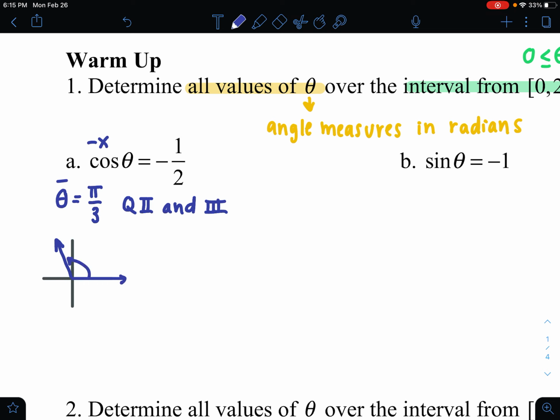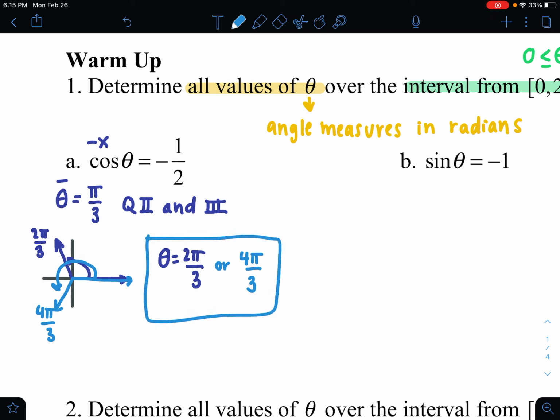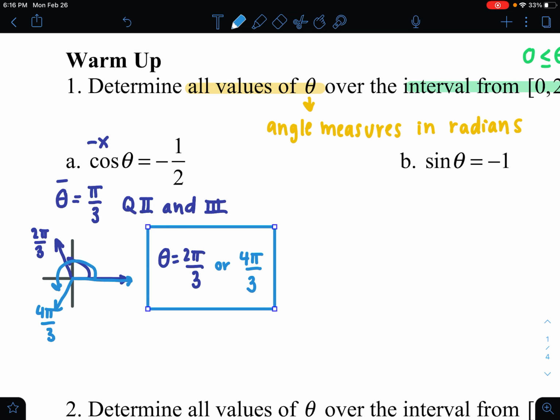So one of our angles will be at 2 pi over 3. And then to account for quadrant 3, the other angle furthest from the x-axis will be 4 pi over 3. So our solution is theta equals 2 pi over 3 or 4 pi over 3.